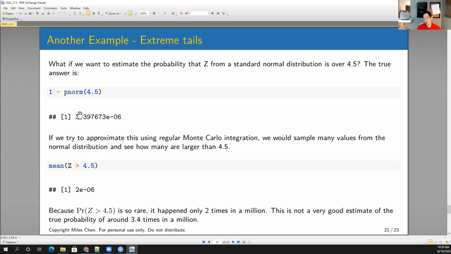This is not a very great estimate. The true answer is closer to 3.4, but because this is such a rare event, even in a million attempts, it happened only twice. The true answer is that in a million attempts, it should happen between 3 and 4 times, so the fact that it happened twice isn't that weird. If I want a much more accurate estimate, maybe I could generate 10 million or 100 million random normal values. And even with 100 million random values, who knows how accurate my estimate is going to be.